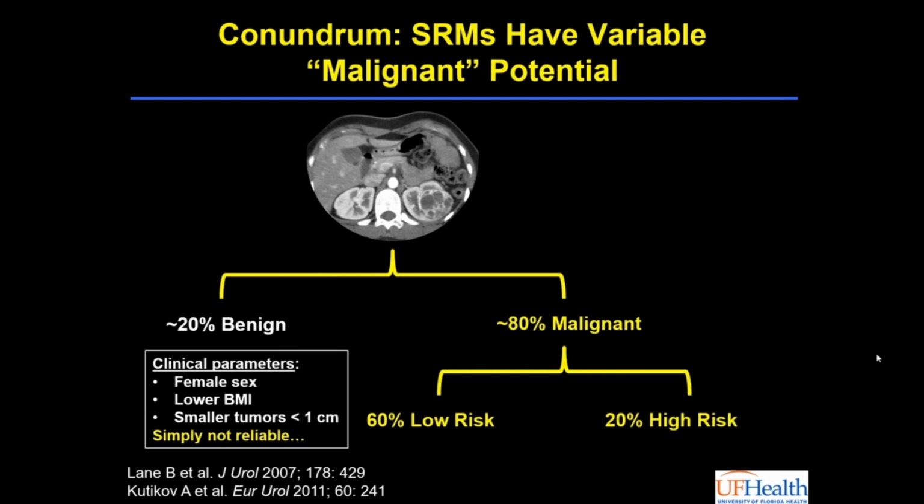Now, one may say, are there clinical parameters that can help sort out which are benign versus malignant? For instance, there are studies that suggest that female gender seems to correspond to a higher percentage of patients having benign tumors, as do lower body mass index or smaller tumors, as I mentioned before. But obviously, these clinical parameters are really not reliable enough to identify which are cancerous versus benign with 100% accuracy.